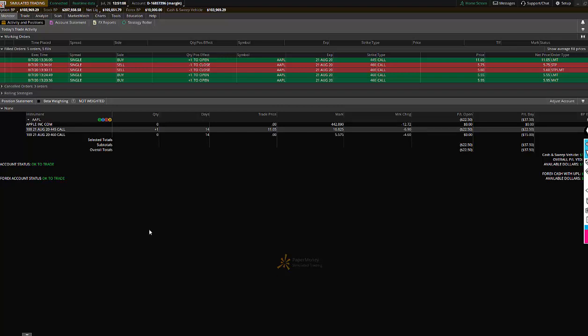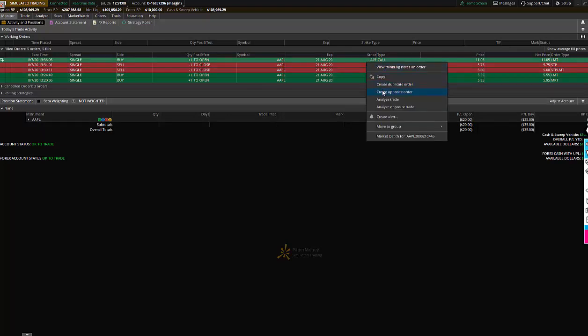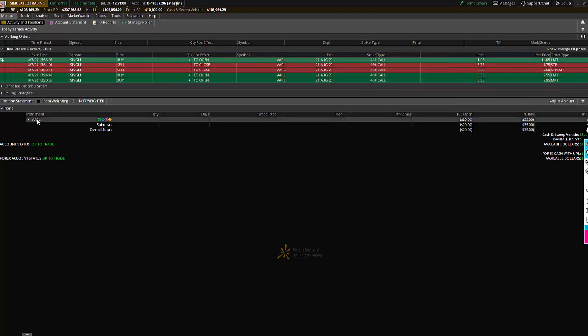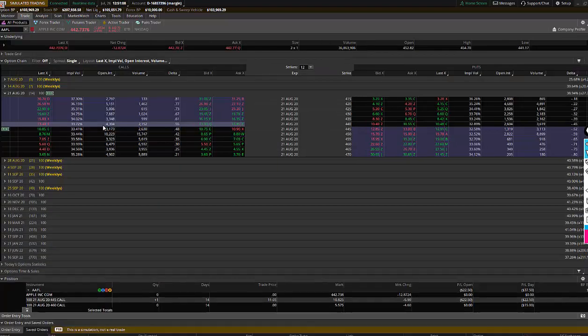So again, we can go from here. We can either go to our fill and say create opposite order, or we can go down here and right click on the underlying and say create closing order, and it gives you a little bit of an update here. Sell one Apple at 10.75. That's where it's trading right now. So I'm going to put that in there.